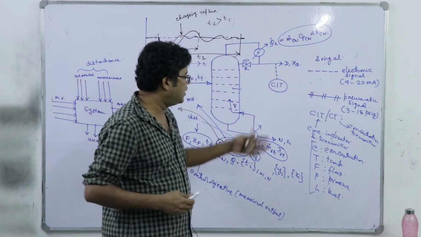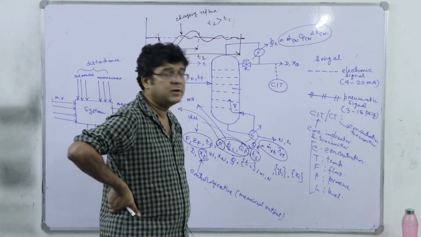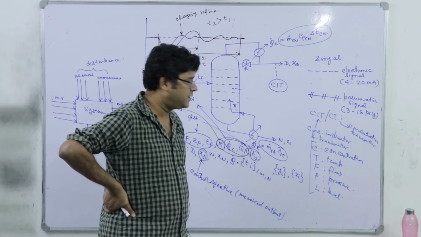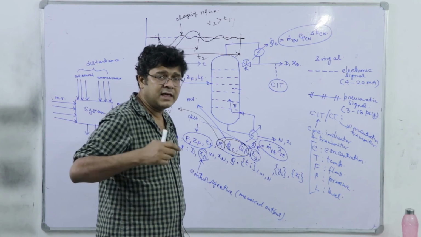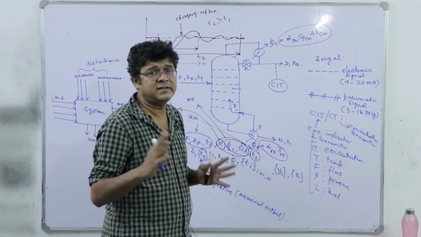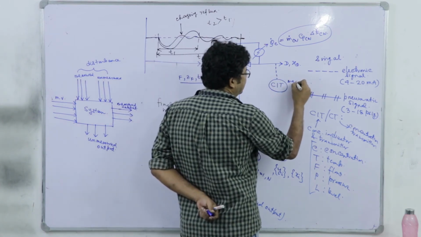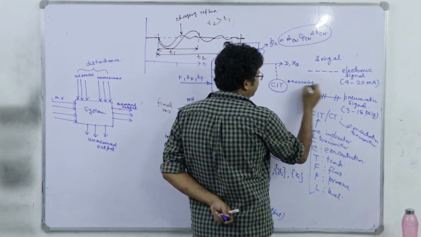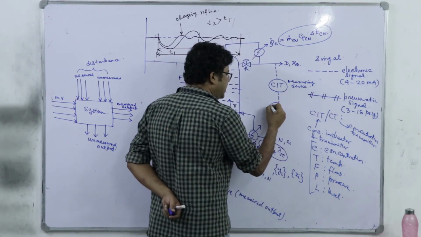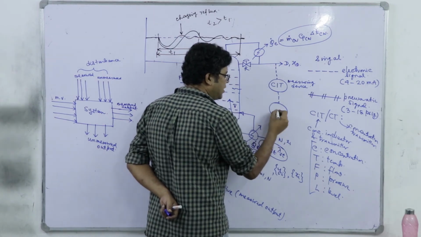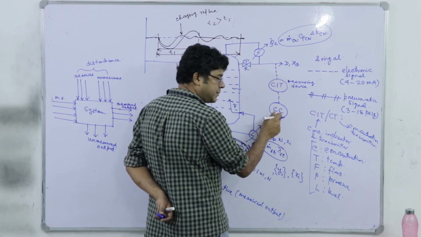So if I am trying to control some temperature, the respective transmitter will be TT, right. If it is a flow, it is FT. If it is a pressure, it will be PT or PIT if it has got the display option. So CIT is the measuring device. And then it goes to the intelligent element, that is controller. And what it is controlling? Concentration. So CC, concentration controller, right.